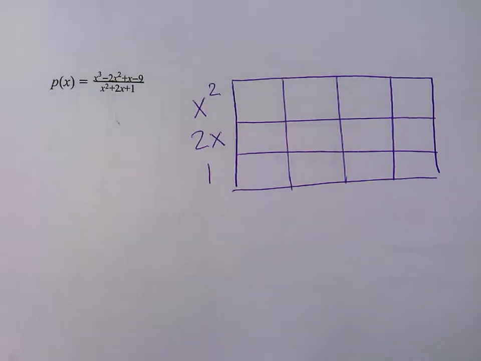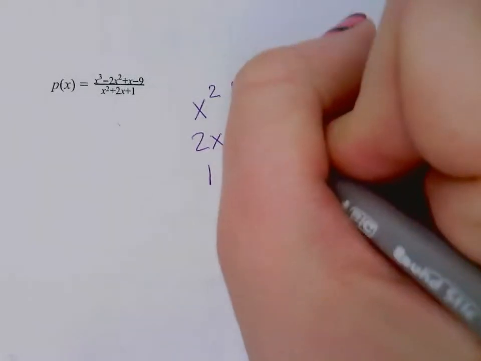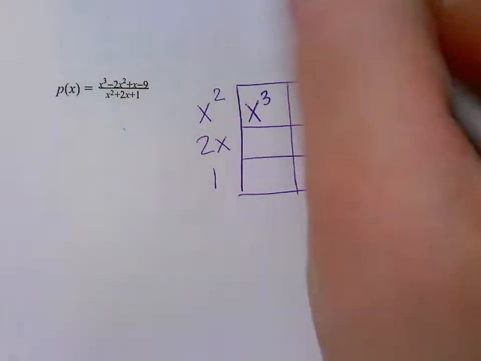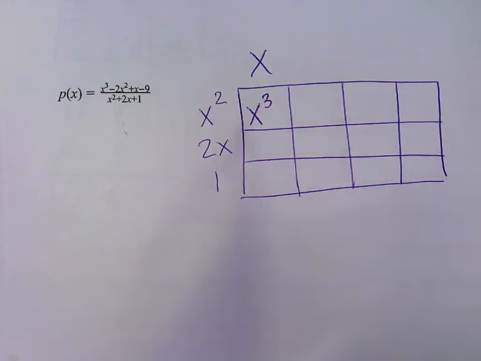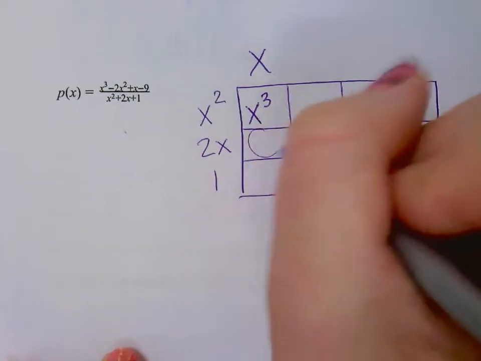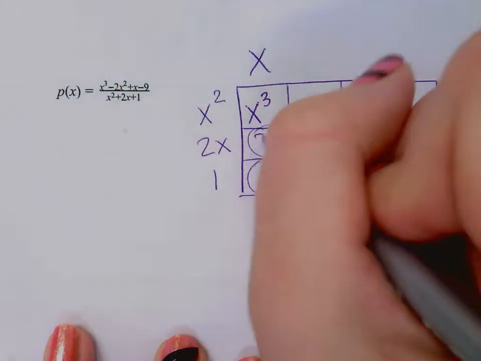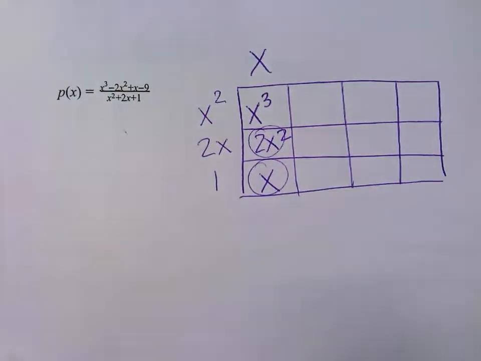And you do it the same exact way. So you're going to put x cubed in the top left, and you're going to put x up here, because x times x squared is x cubed. But then you just have to fill in these two boxes as you go down. So you'd have 2x squared and +1x.